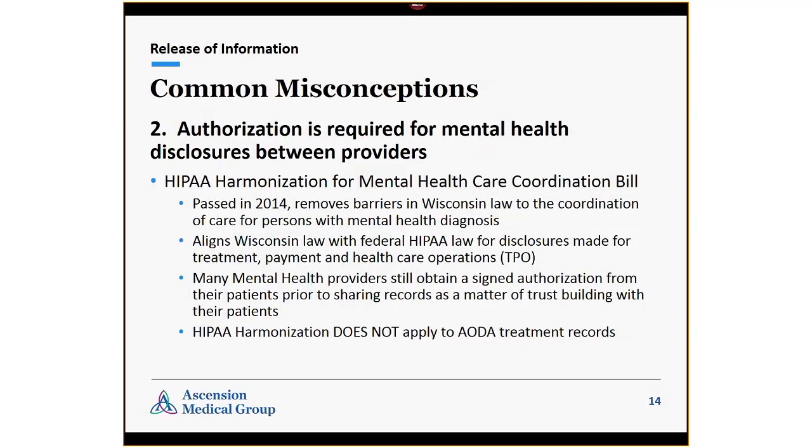The second misconception is about mental health records. Wisconsin used to have very strict privacy laws around mental health. However, in 2014, the HIPAA Harmonization for Mental Health Care Coordination Bill was passed, and it removed barriers in Wisconsin law to the coordination of care for persons with mental health diagnoses. It basically aligned Wisconsin law with the federal HIPAA law for disclosures made for treatment, payment, and healthcare operations.